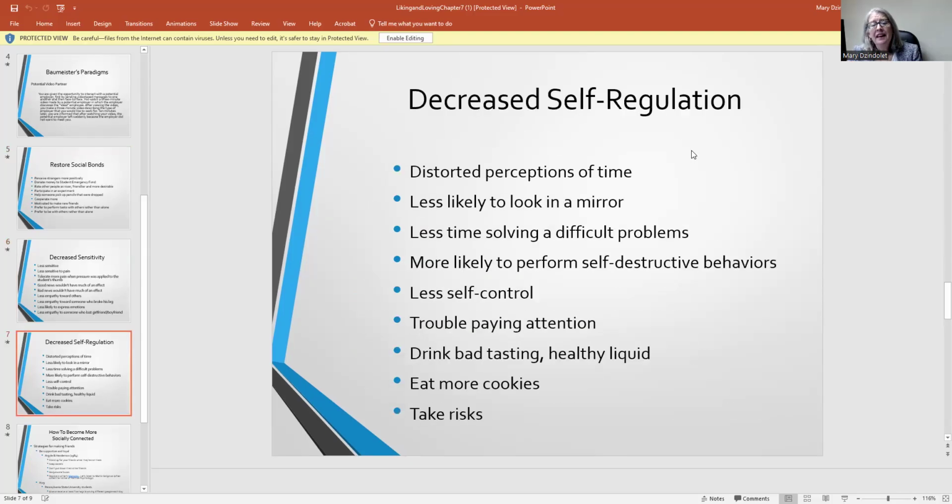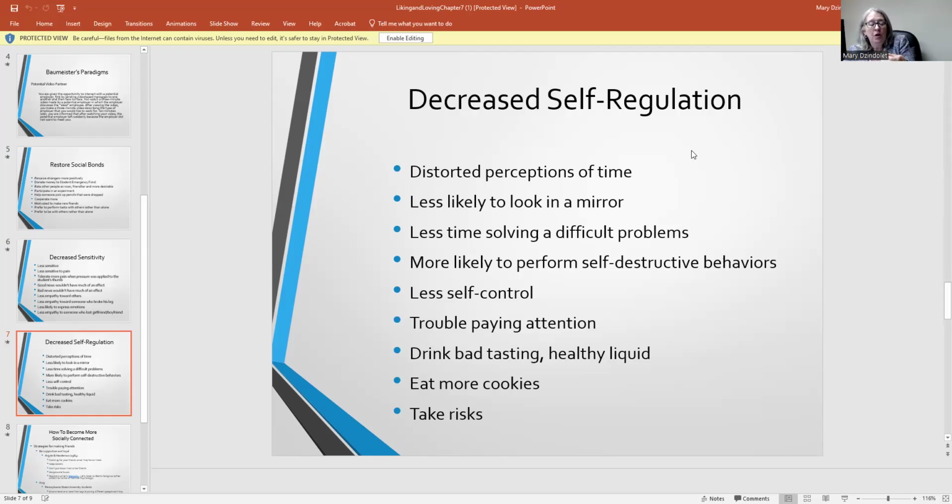And the last thing is you have some decreased self-regulation. You're going to almost act like someone who has ADHD, even if you don't. So this comes with distorted perceptions of time, but you're less likely to look in the mirror. Isn't that kind of odd? You'll spend less time solving a difficult problem. It's like once it's hard, you're like, I quit. You're more likely to perform self-destructive behaviors. So if you're on a diet, you're going to eat more cookies. If you're trying to stop smoking, you smoke more. You show less self-control with trouble paying attention.